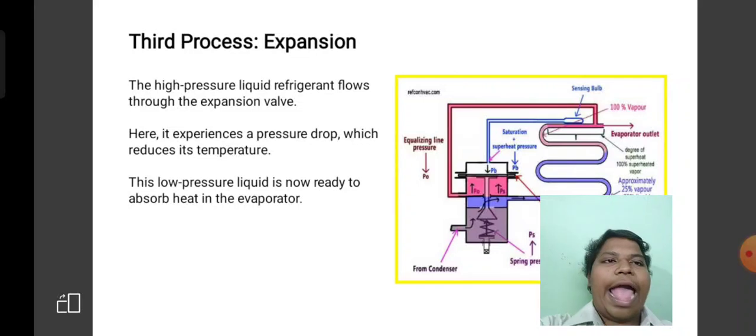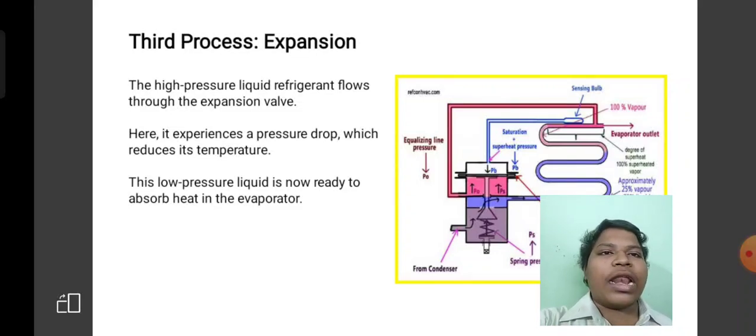Third process, expansion. The high pressure liquid refrigerant flows through the expansion valve. Here it experiences a pressure drop which reduces its temperature. This low pressure liquid is now ready to absorb heat in the evaporator.